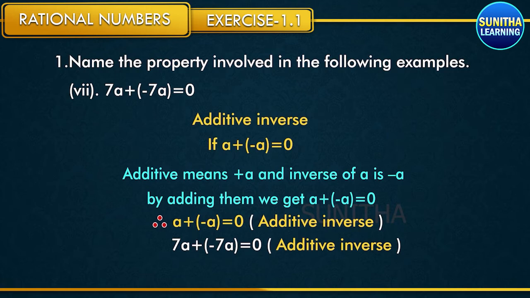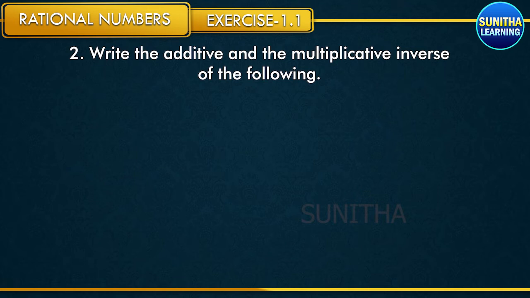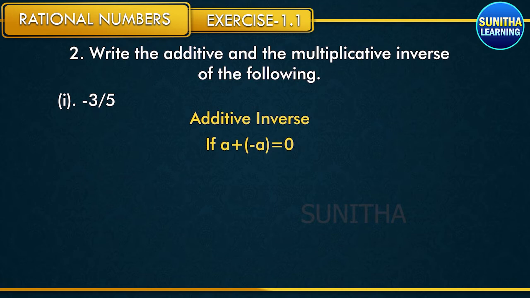Clear? Next one. Now here again they are asking to write the additive and multiplicative inverse of the following. So just write it down. We already discussed this above. Clear? Next. What is the additive inverse of minus 3 by 5? Additive inverse is nothing but a plus of minus a is equal to 0. Now a is given as minus 3 by 5. So what is the additive inverse of minus 3 by 5? That is 3 by 5.